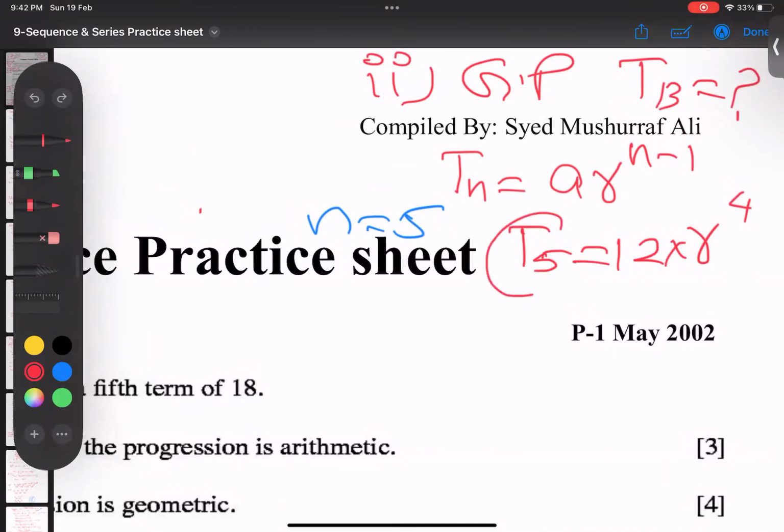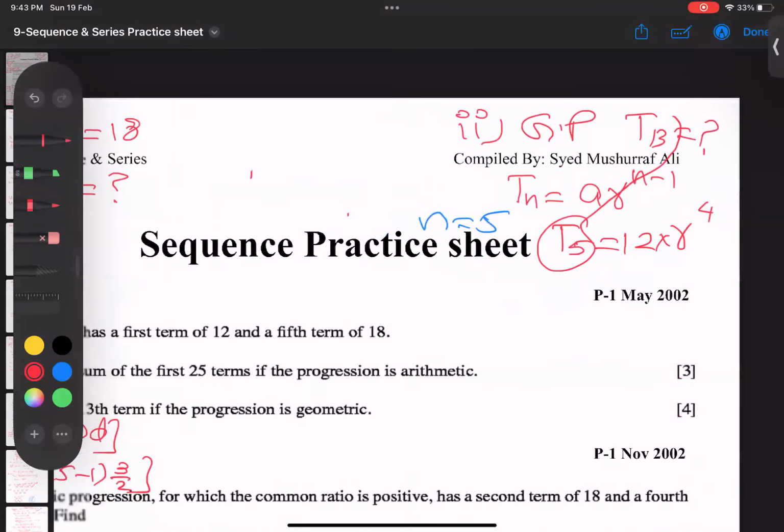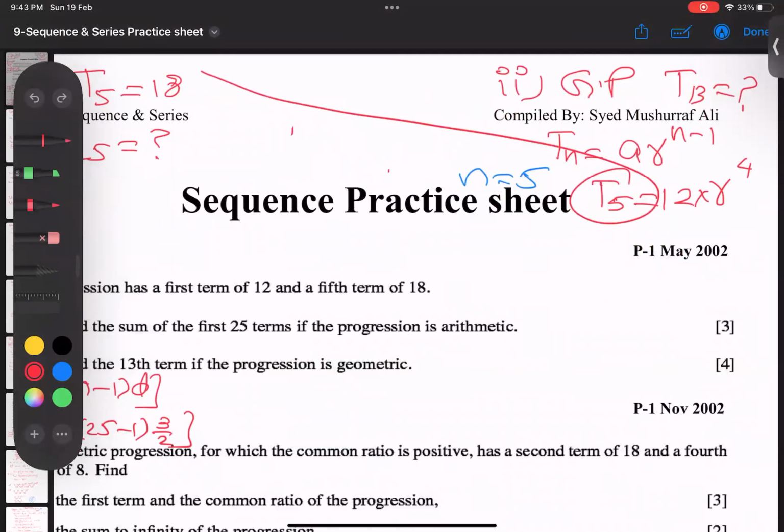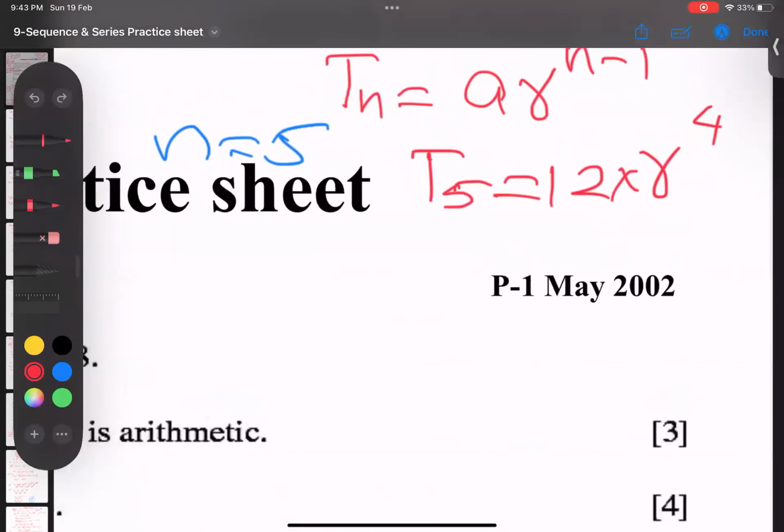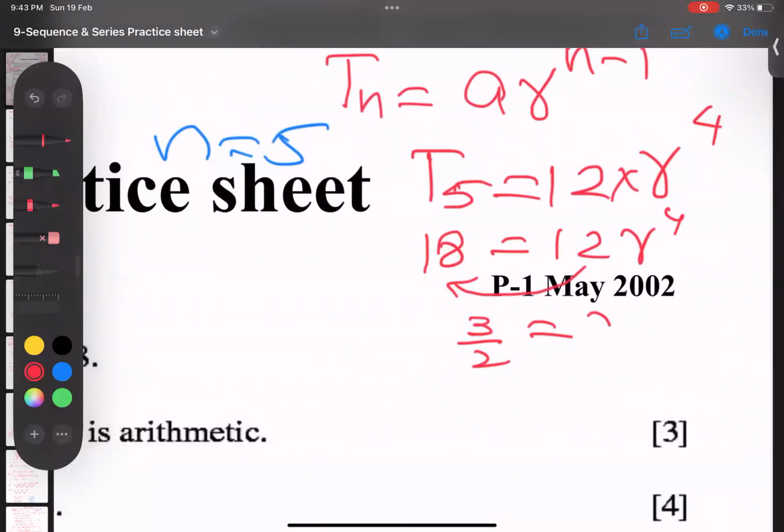Let's start. Is this T5? Oh, sorry, T5 is not mentioned here. Is this T5 equal to 18? Oh, yes, we have it. So I will replace it with 18 here. Alhamdulillah. And r to the power 4, 12 will go under it. I get 2 nines are 18, 6 threes are 18, and 6 twos are 12, so I got 3 by 2. Now, when the power 4 goes to the other side, the power will flip. Flip means 4 will become 1 by 4. This is a very important criterion.